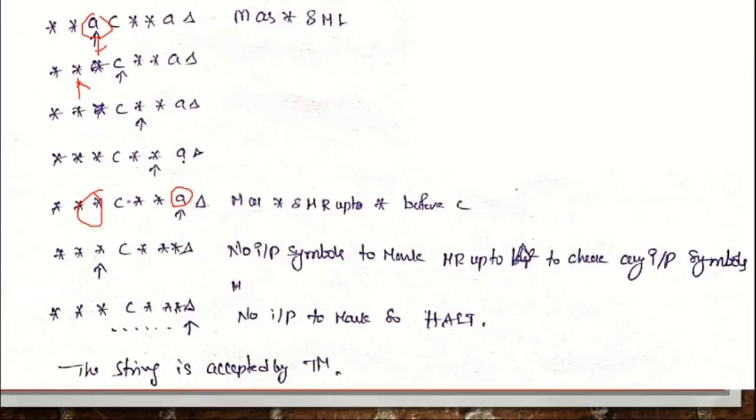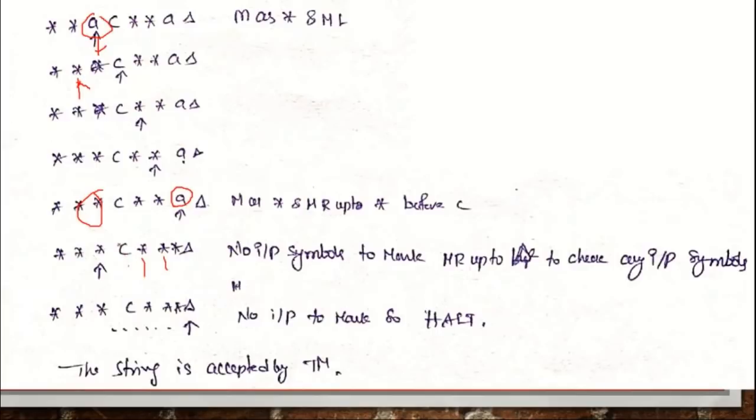So both are matched. So that's why now this A is also marked as star, and then move left up to star after C. So that's why this can be converted as star and then move left here. It was already a marked symbol, so move left. Again move left past C. So again move left.